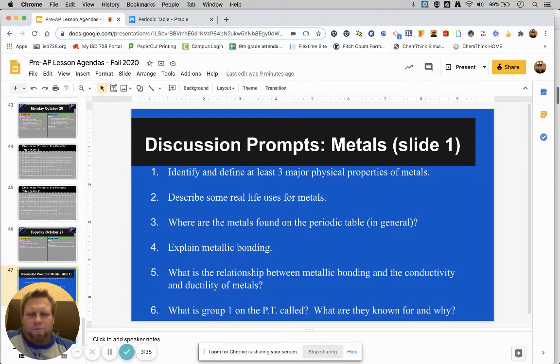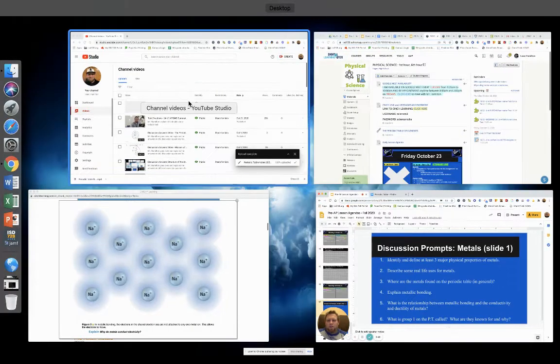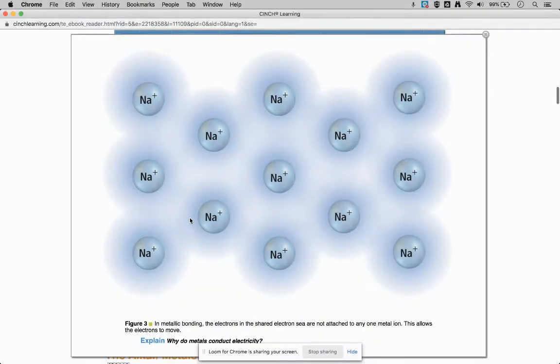Number five, what is the relationship between metallic bonding and the conductivity and ductility of metals? So if we think about this for a moment, conductivity in terms of electricity means essentially that electrons are able to flow easily or move easily through a substance. So if electricity flows easily through a substance, that means that electrons are able to move. And what we just talked about with metallic bonding is that these electrons are free to move around, right? It's a sea of electrons. They're floating in and around these sodium ions.